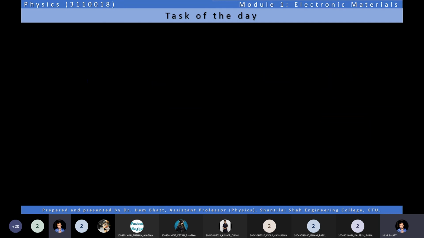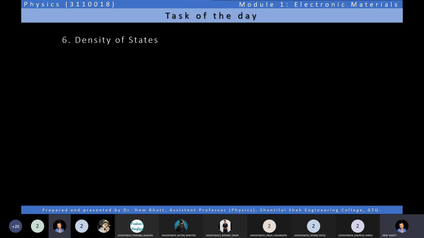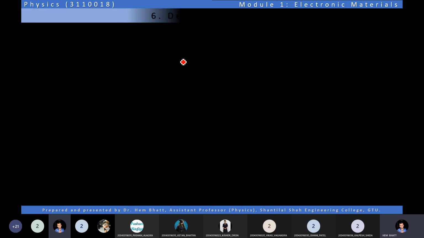So this is what we have done so far, and now today we have just one topic, density of states. So let us start with today's topic. If you don't have any doubt, we can start. કોઈને કંઈ પૂછવાનું છે અત્યાર સુધીમાં? Okay, I assume answer is no. Let us start then. What is density of state?